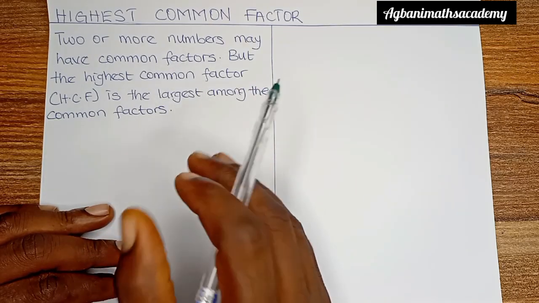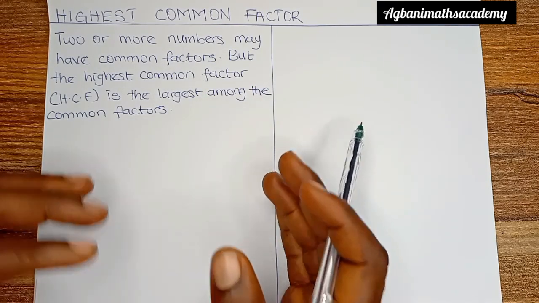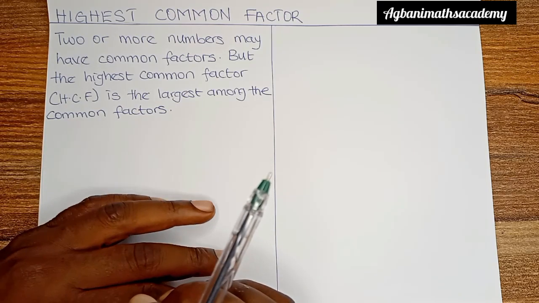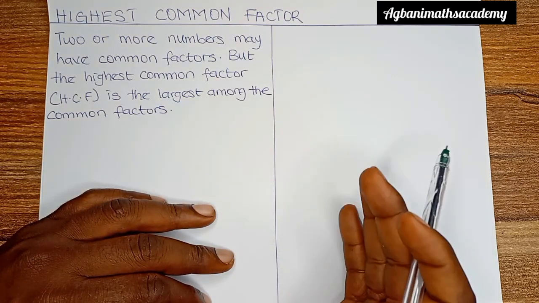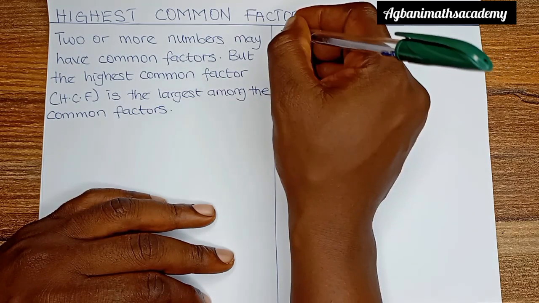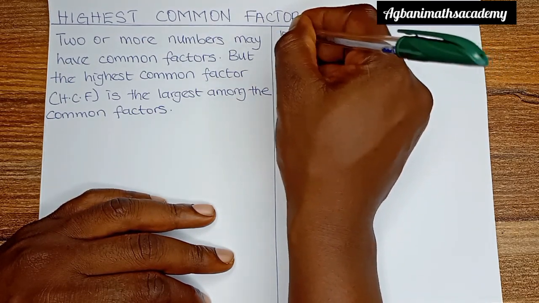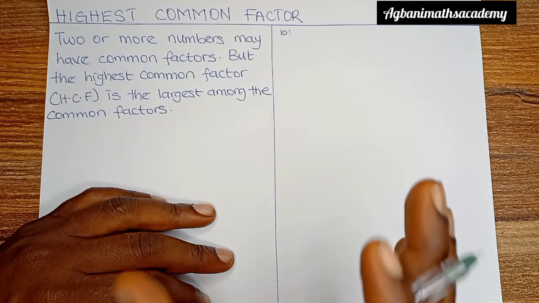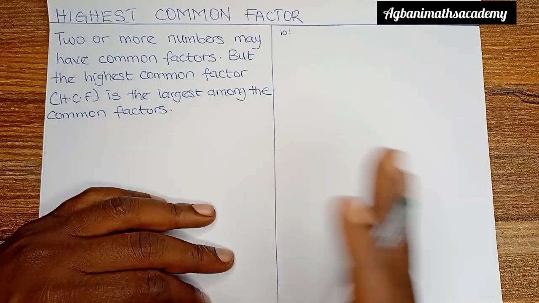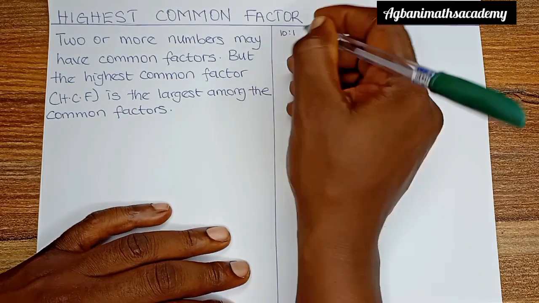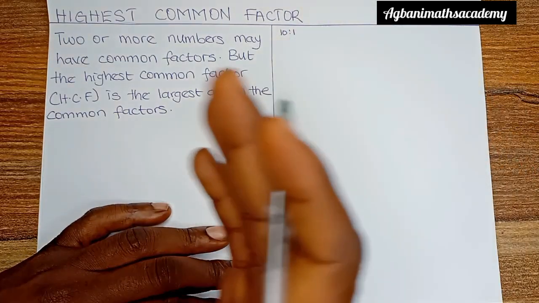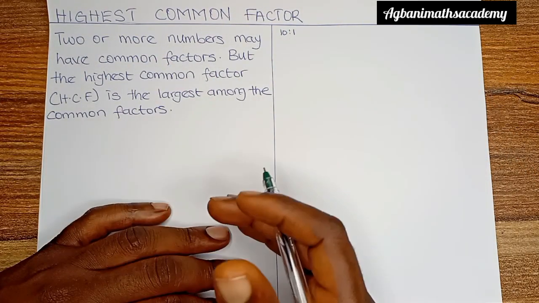But before we go further, we need to know what factors are. The factors of a number are those numbers that can divide that particular number without leaving a remainder. Example, if we have 10, the factors of 10 are those numbers that can divide 10 without leaving a remainder. The smallest factor of a number is 1. We've done that in a previous video, so you can just go check it out on the playlist.